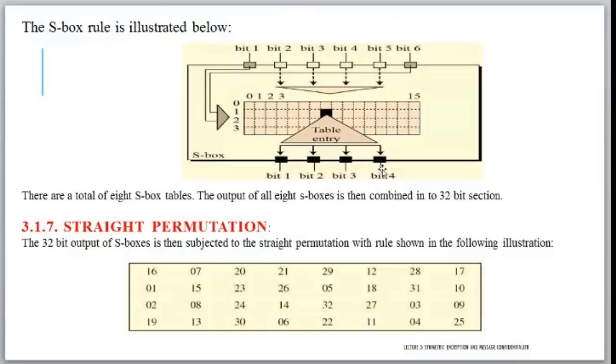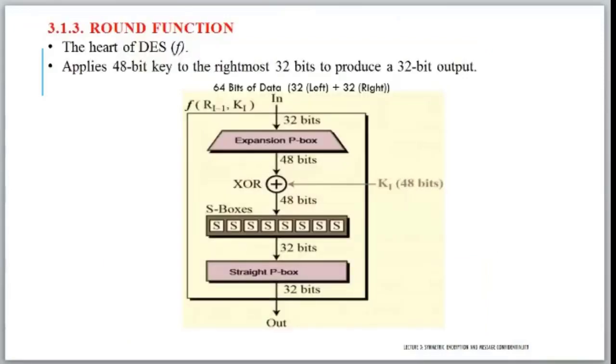The expansion box is going to increase the bits. Now you go to this function, you will understand. See, 64 bits of data is coming. We are dividing the 64 bits of data into 2 parts, 32 bits and 32 bits. Now I'm taking the rightmost 32 bits and applying them to the expansion box. The expansion box is going to make it 48 bits. It is going to expand. We already saw how that happens.